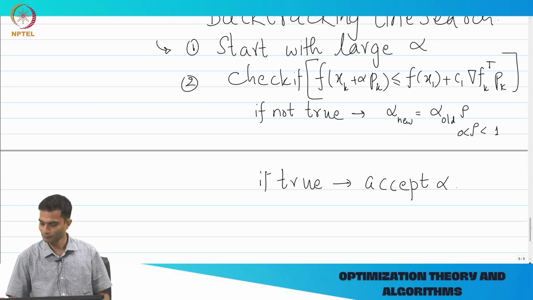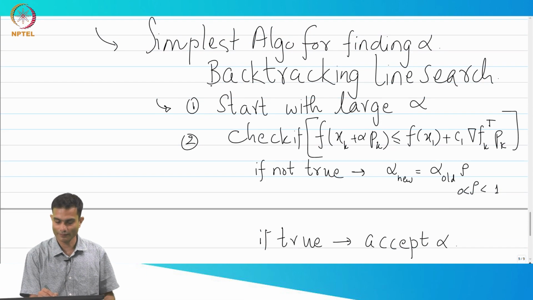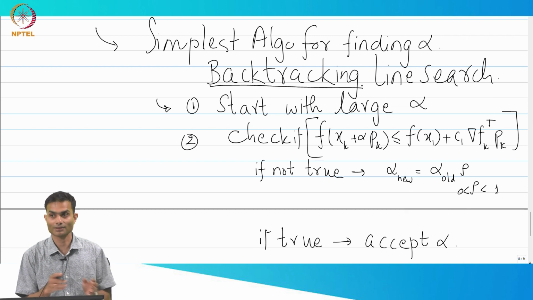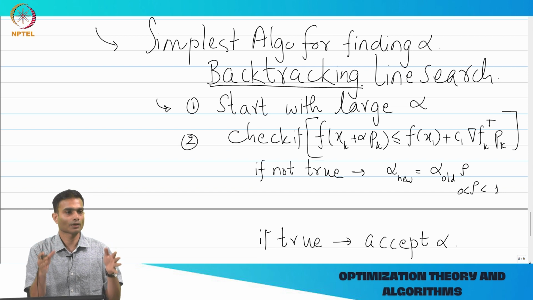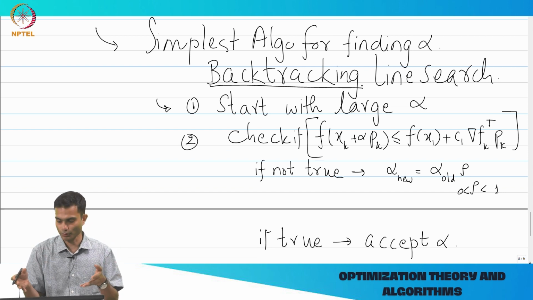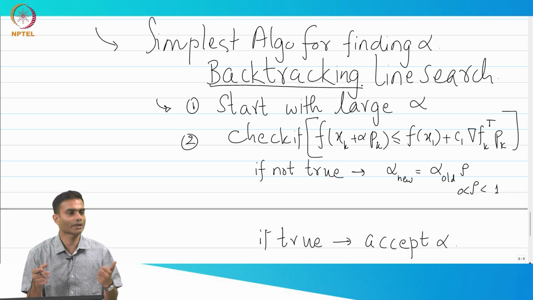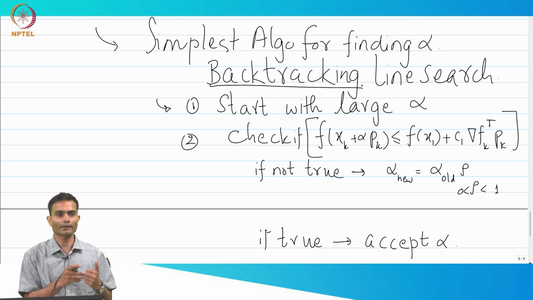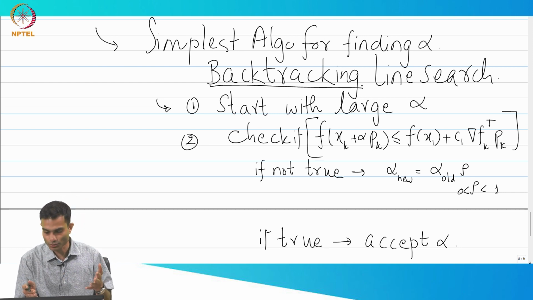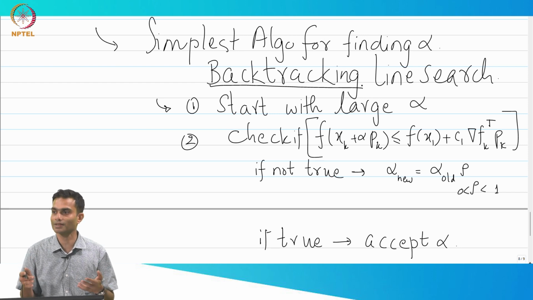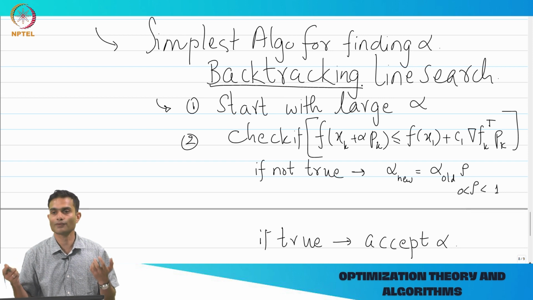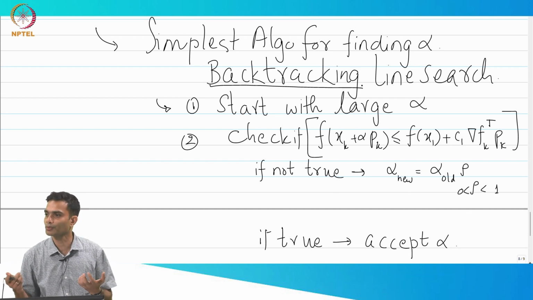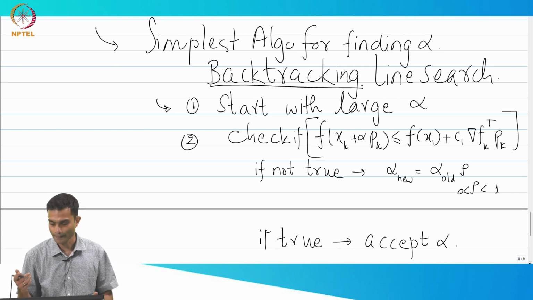Quite simple, right? So you can see why we are using the word backtracking here. I start with a large value and I keep backtracking until the condition is satisfied. Here I chose sufficient decrease because sufficient decrease is n times cheaper than the curvature condition. But if for some reason curvature is easier for you to evaluate, then you could choose that as well.